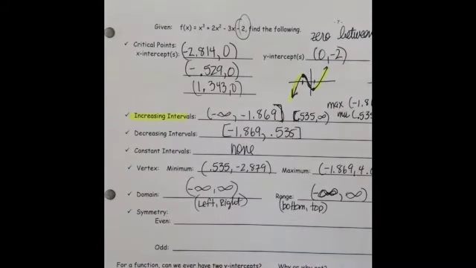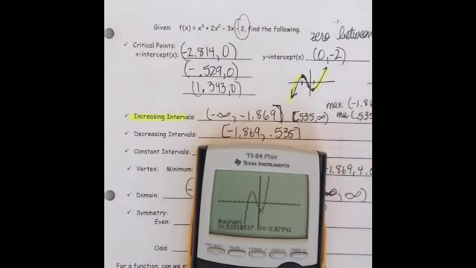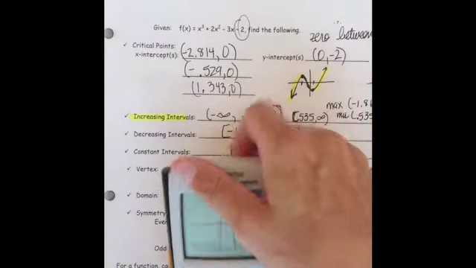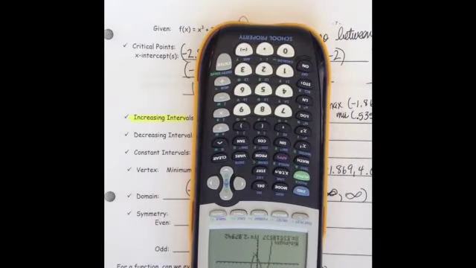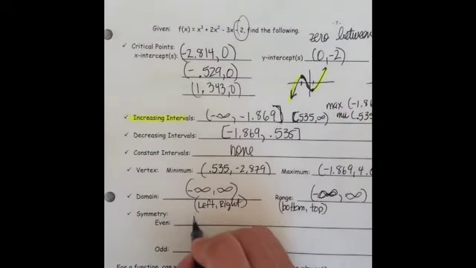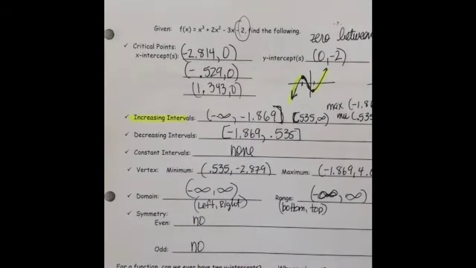Symmetry, even or odd. Well, let's look at this graph. Does the y-axis cut it exactly in half? No, so it doesn't have even. Pay attention, we got a hill over here in the second quadrant. If I turn it upside down, does it look exactly the same? No, it does not look exactly the same. So I have no even symmetry. I have no odd symmetry. I don't have any symmetry at all.